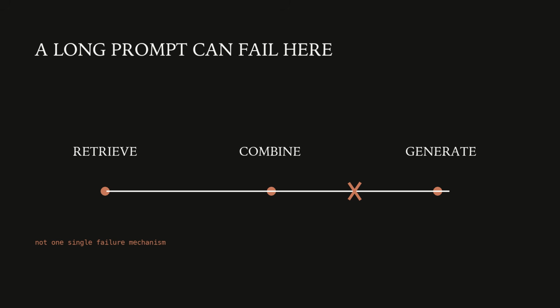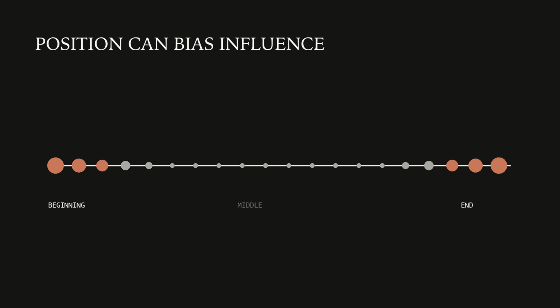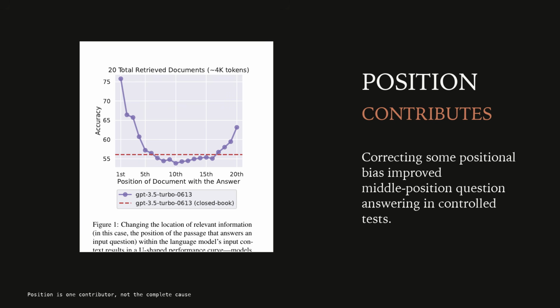A long prompt can fail during retrieval, during the combination of evidence, or later while the answer is being generated. Researchers have found positional biases in some models. Passages at the beginning and end can receive more attention, even when their content does not deserve it. Correcting part of that bias improved middle position question answering in controlled tests. That makes position one contributor, not the complete cause of context rot.